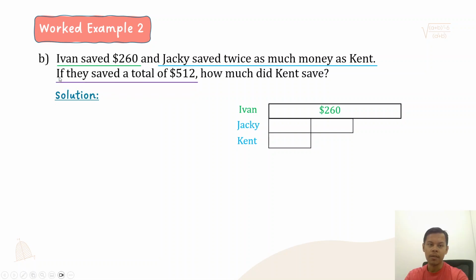And next part, if they save a total of 512. So let's draw a bracket here, 512. They are asking how much did Ken save. Ken is over here. Okay, so what do we need to do?